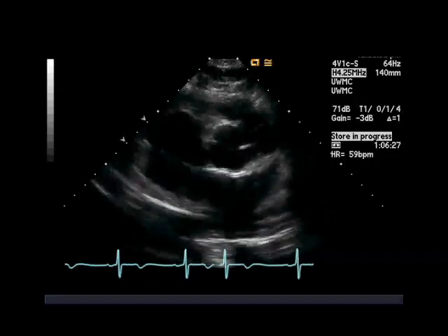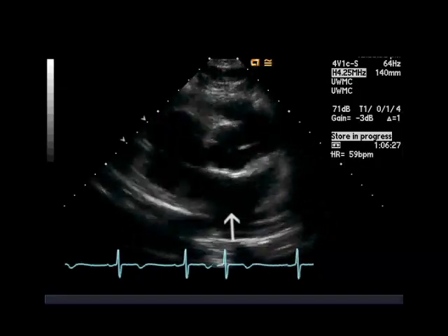Starting from the right atrium and going clockwise, we see the tricuspid valve, right ventricular outflow tract, and pulmonic valve. The left atrium is located posteriorly with the atrial appendage seen in this patient adjacent to the pulmonary artery.